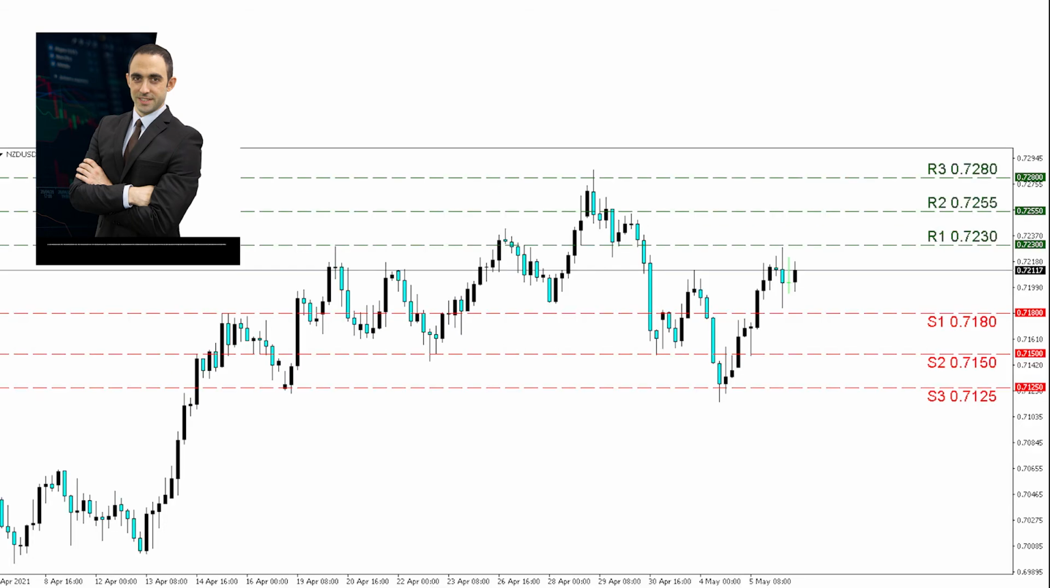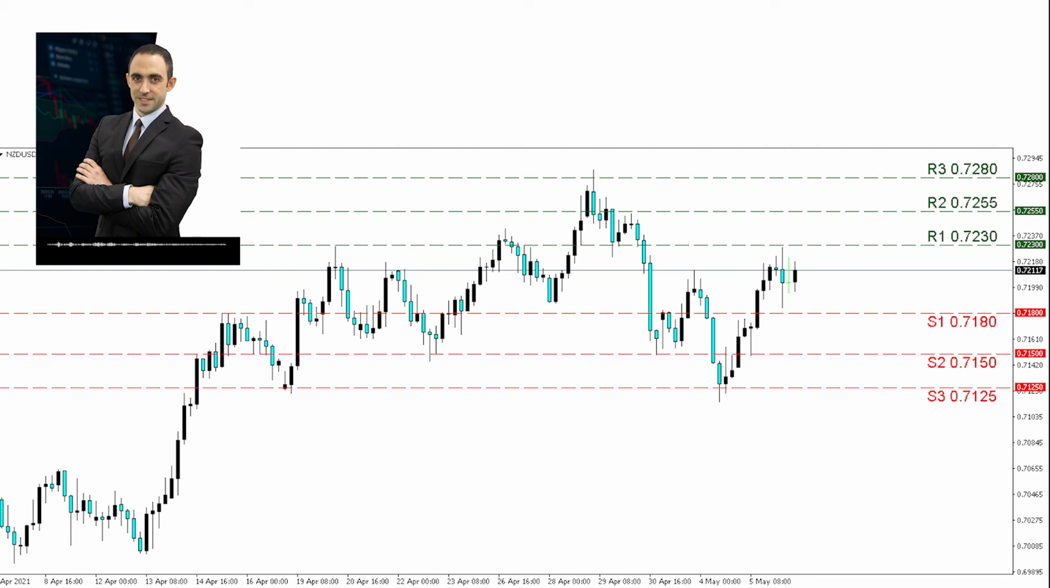Our final chart is the NZDUSD. In the most recent sessions, NZDUSD was undertaken by a strong buying interest which sent the currency pair to the R1 0.7230 resistance level. Despite the upward momentum, the market did not have the power to test our R2 0.7255 line, or higher the R3 0.7280 resistance hurdle that were previously tested in April as monthly highs.